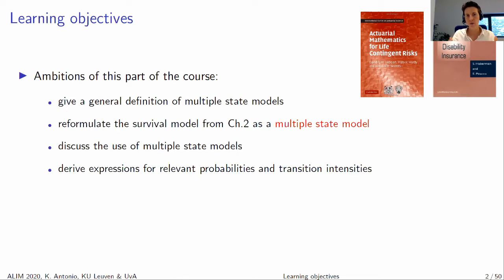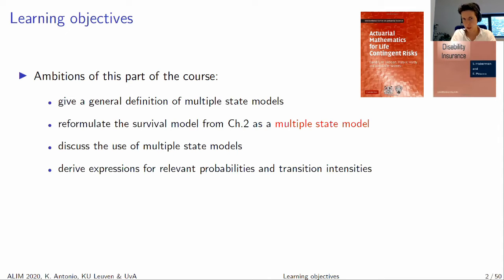So we want to derive relevant probabilities. These are typically the probability to make a transition or the probability to stay during a certain time period in a certain state, for instance. And we're going to derive such probabilities by first specifying the transition intensities. And the transition intensity will be the equivalent of what we called earlier on the force of mortality.